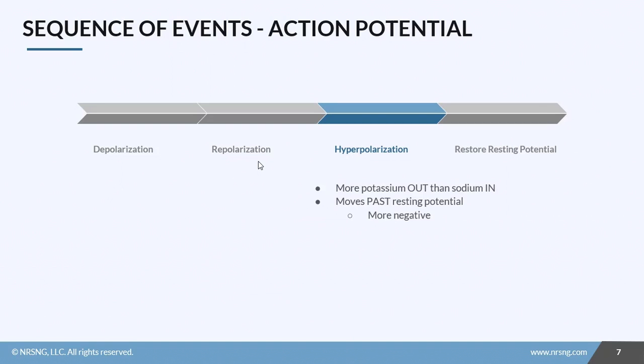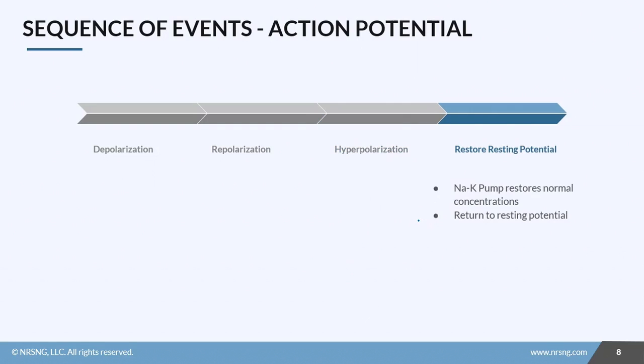But what happens is that before those potassium channels close, more potassium leaves the cell than sodium is coming in. And so that membrane potential actually goes more negative and past the resting potential. This process is called hyperpolarization. Hyper means more, so it goes beyond where it should have. So it's more negative than it was. So once all those gated channels close, the sodium-potassium pump will help to restore everything back to normal, and concentrations will return to that equilibrium and that resting potential.